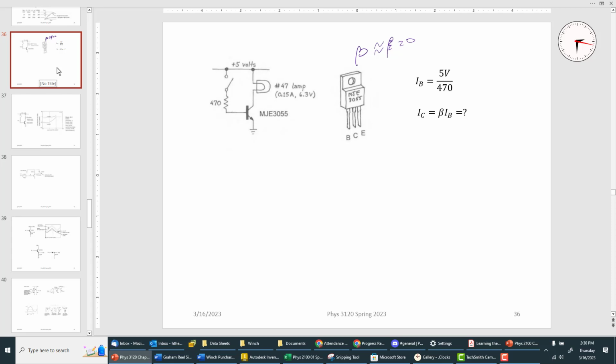So set this up, and you can measure currents. And what basically happens is that even though you have the 470 ohm resistor, the current is basically determined by the load. But you should try and measure.